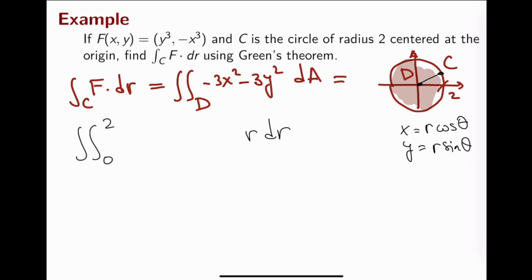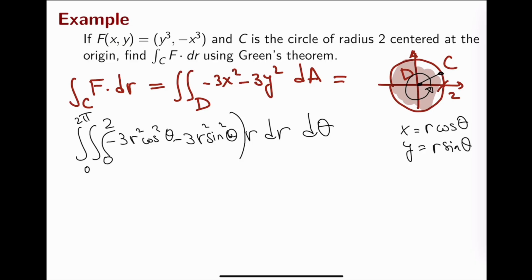And then we need to do the other variation, the variation of the angle. Since it's the whole circle, it is going to be from 0 to 2 pi, d theta. And in here, we are going to change the variables by this. So the result is going to be minus 3x squared, which is r squared cosine squared, minus 3y squared, which is r squared sine squared of theta. Okay, so let's do the operations and let's calculate these integrals in polars.